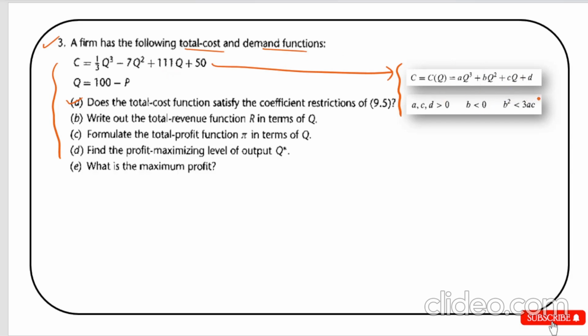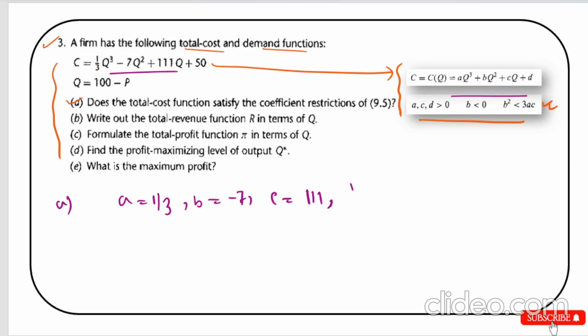And next you have to check these restrictions, if the function satisfies these restrictions or not. So let us check that. If you compare this function and this function here, you will see a is 1/3, b is minus 7, c is this, and d is 50, right? Now check this criteria.